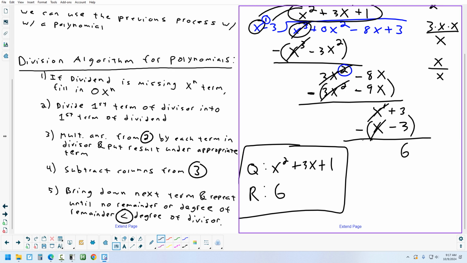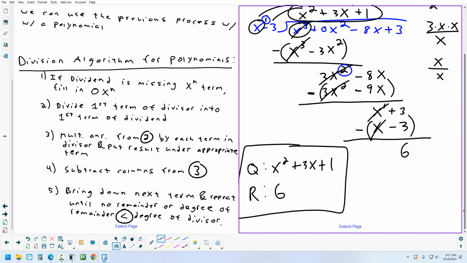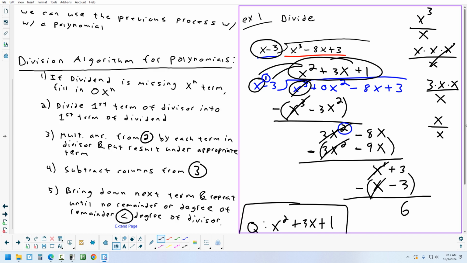So now, if I asked you, is x minus 3 a factor of x cubed minus 8x plus 3? What would you say? Guys, go ahead. What would you say? Is x minus 3 a factor? Why not? Because there's a remainder. If something comes out with a remainder, then what you divided is not a factor. So if you wanted to know what is a factor, well, that's a little different. But we know that's not a factor.